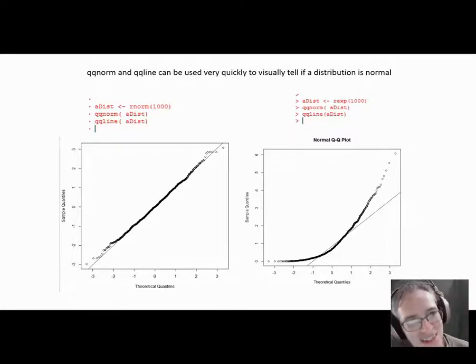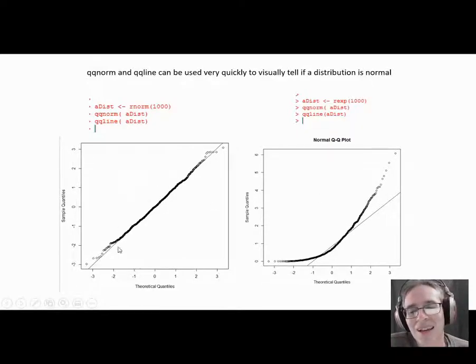And we can easily make a distribution that violates this assumption of normality, right? So I can say A dist rexp 1000. So now I'm sampling from the exponential distribution, right? And so if I say, is the exponential distribution normally distributed? It's not, right? So the exponential distribution is a different distribution. And so this is not sampled normally.